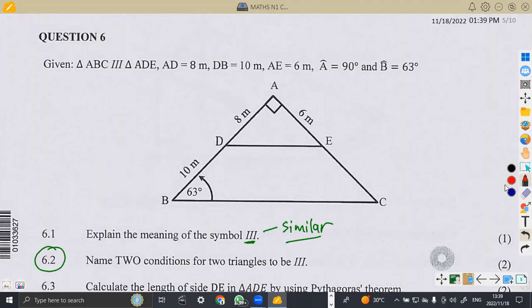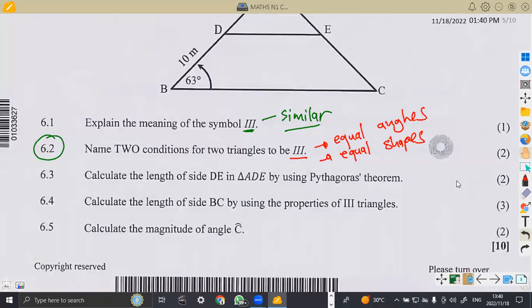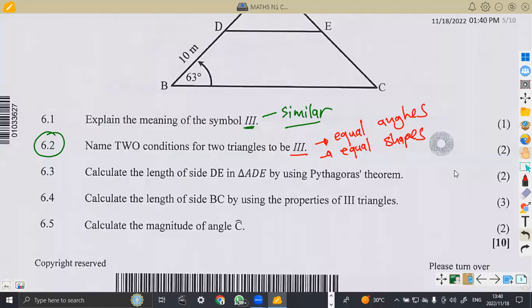6.2, we are now asked to name two conditions for triangles to be similar. The conditions can be from angles, that is equal angles. If we have equal angles throughout, then these triangles can be similar, or they can be equal in shape, which can also make them similar. There are many reasons, but those are the most that we can actually use.